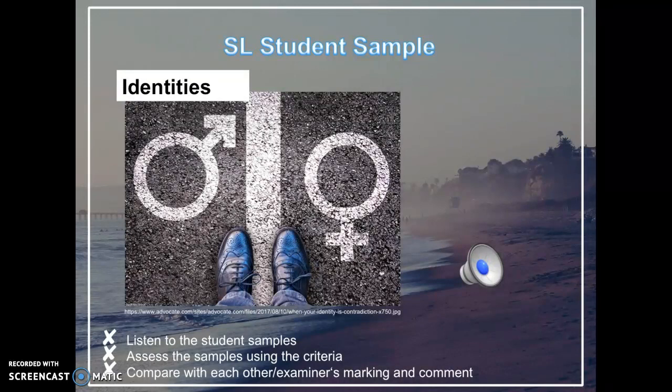As a next step, participants will use the criteria. After discussing the quality of the visual stimulus, I am going to play a student sample and participants will assess it. They are going to compare their findings with each other before looking at the examiner's marking and comments.